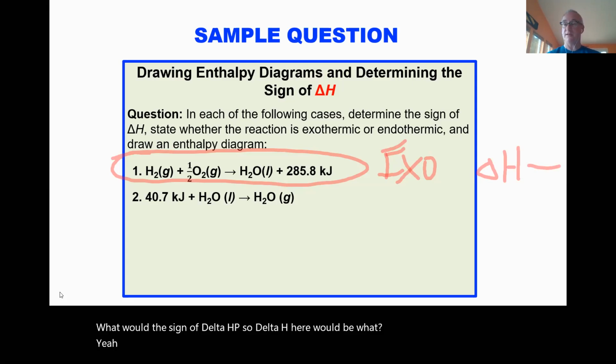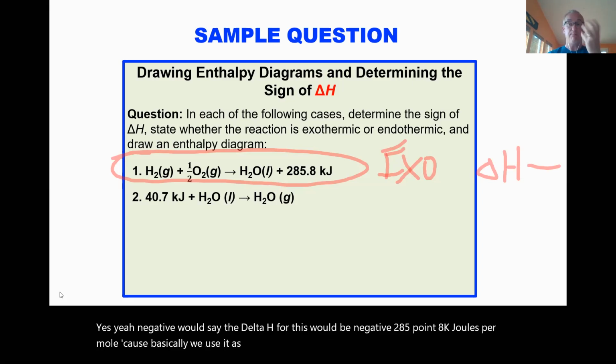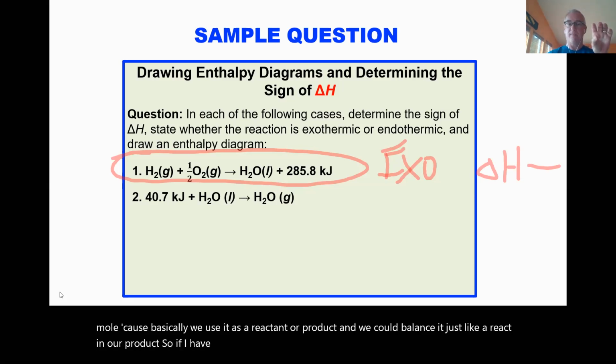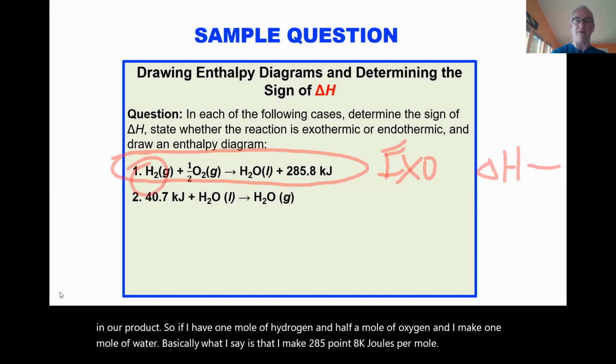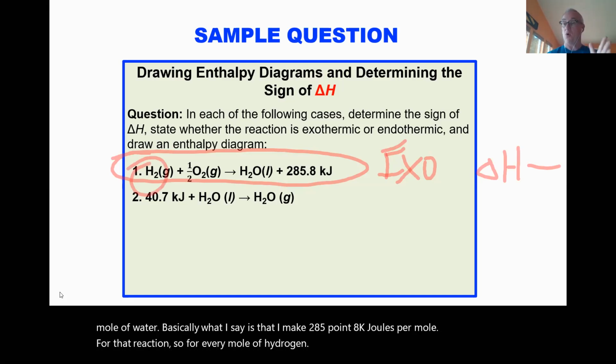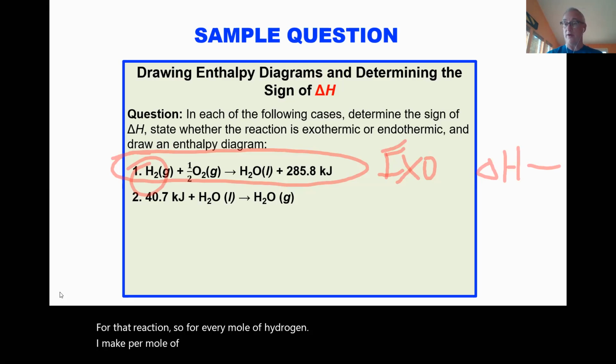We'd say that delta H for this would be negative 285.8 kilojoules per mole. Because basically, we use energy as a reactant or a product, and we can balance it just like a reactant or a product. So if I have 1 mole of hydrogen and half a mole of oxygen, and I make 1 mole of water, basically what I say is that I make 285.8 kilojoules per mole for that reaction. So for every mole of hydrogen, or per mole of water produced, either way, I make that much energy.